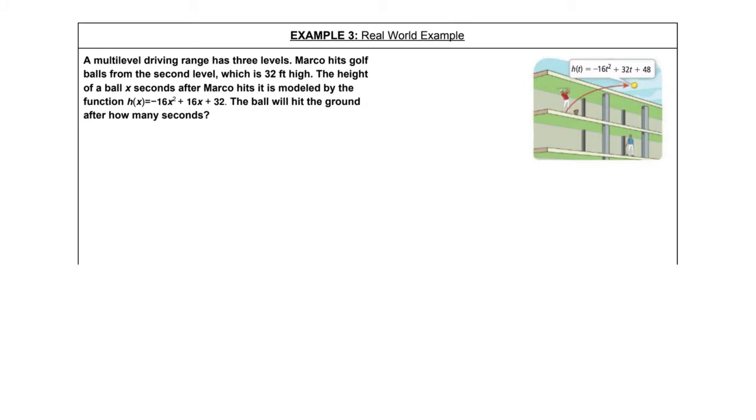All right, now we have a real world example. This is a multi-level driving range, which has 3 levels. Marco hits golf balls from the second level, which is 32 feet high. So the height of the ball x seconds after Marco hits it is modeled by the function h of x equals negative 16x squared plus 16x plus 32. The ball will hit the ground after how many seconds?